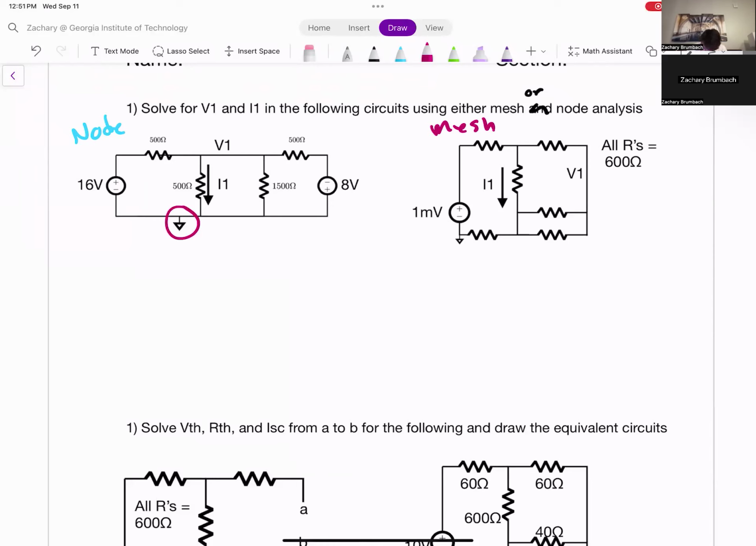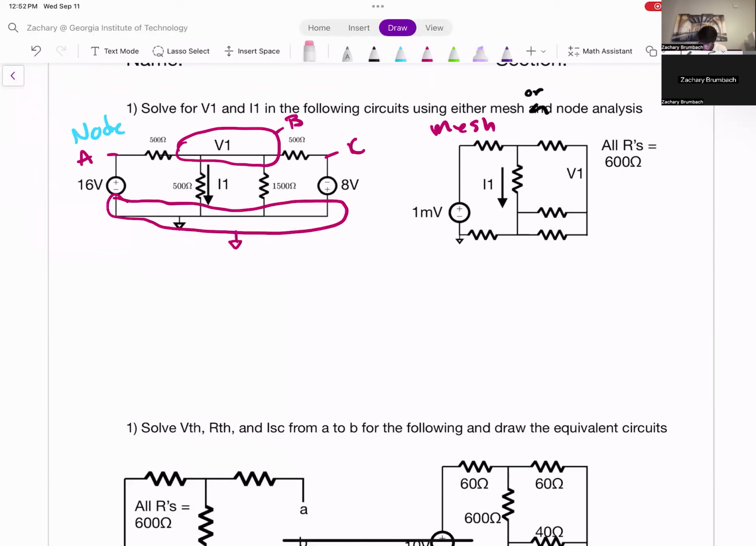So for node analysis, remember, define a ground node and name your nodes. We'll call this node A. Remember, a node is everything not separated by a component. So this whole thing is node B. This whole thing is node C. All of this down here, we designate to be ground. The circle is here.